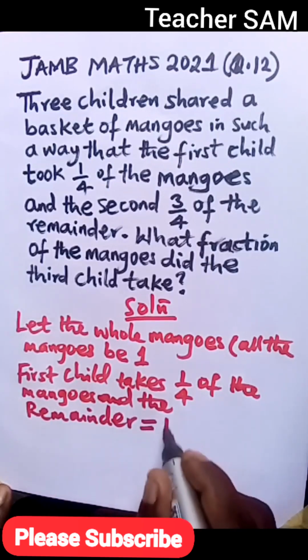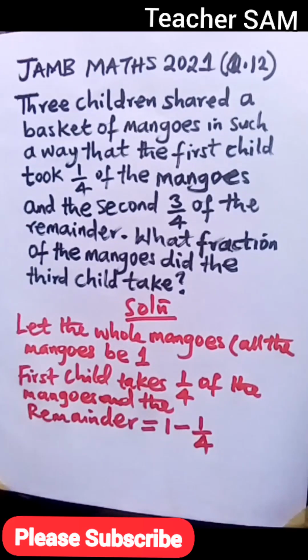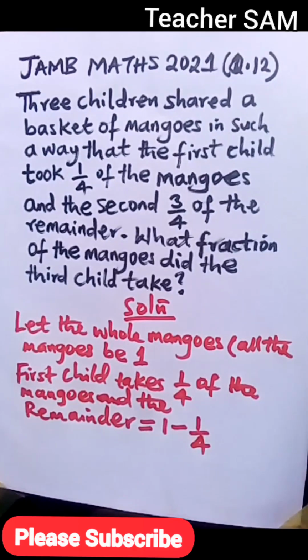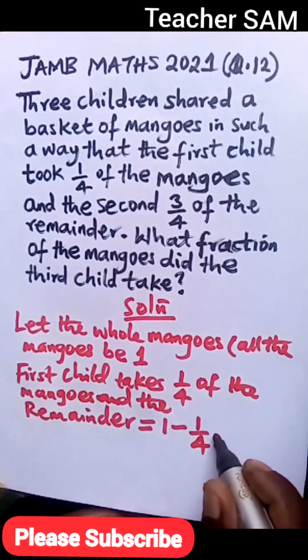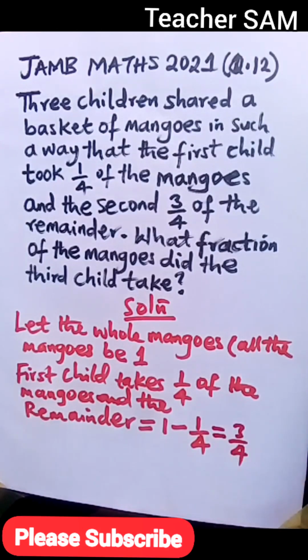will be equal to 1 minus 1/4, because the first child took 1/4 of the mangoes. If you subtract this, 1 minus 1/4, you will have 3/4. That is what is remaining after the first child has taken 1/4. After the first child has taken 1/4 of the mangoes, the remaining fraction of mango is 3/4.